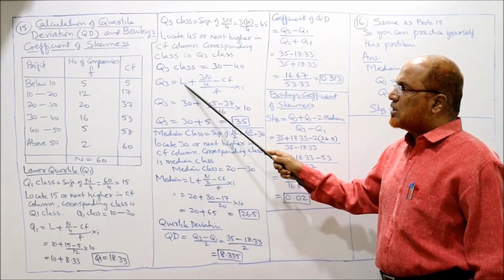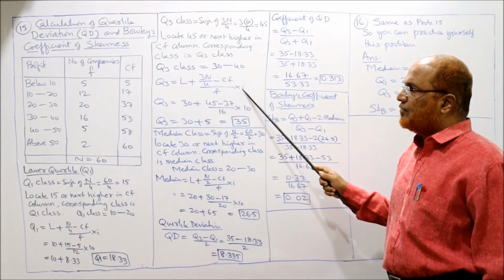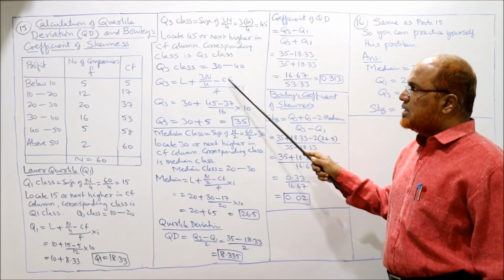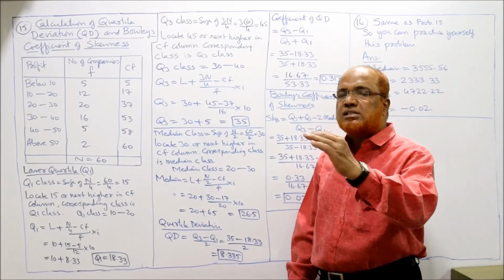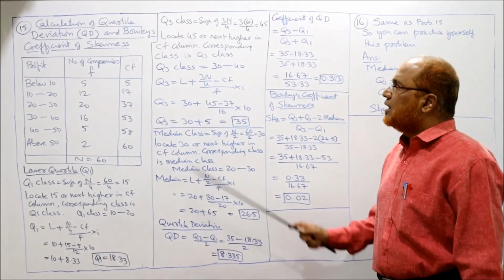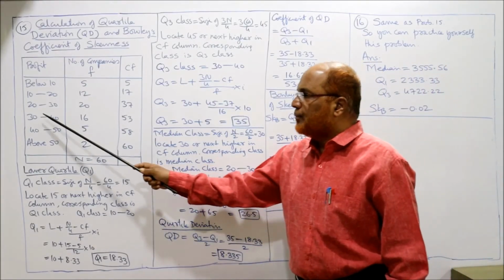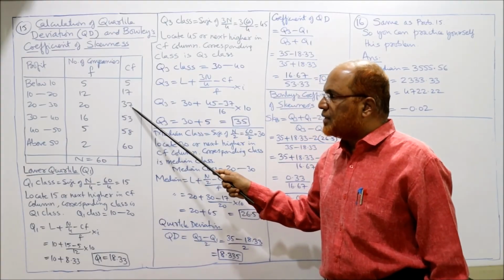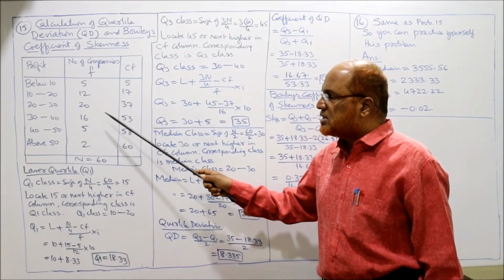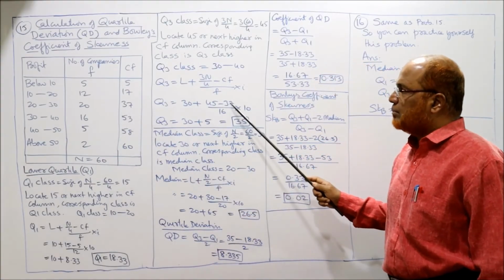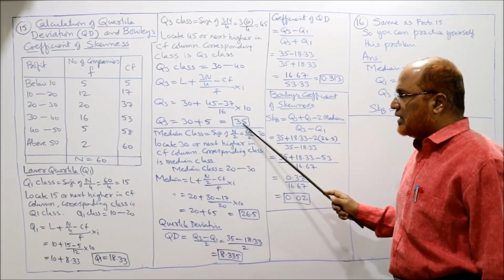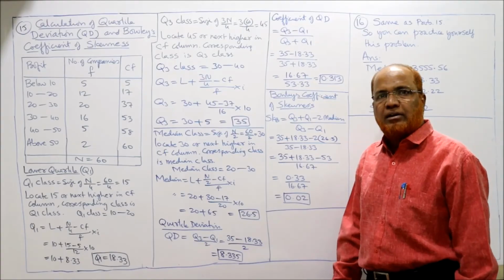Again formula Q3 is equal to L plus 3n by 4 minus CF by F into I. Lower limit 30. 3n by 4 45. CF का मतलब cumulative frequency of the class preceding the Q3 class. Q3 class क्या है यहाँ 30 to 40. 30 to 40 से पहले वाला class 20 to 30 इसका CF कितना है 37. तो we'll take 37 by 16. 37 by 16 into 10. So if you solve this, you'll get 5. 30 plus 5, 35 is the upper quartile.